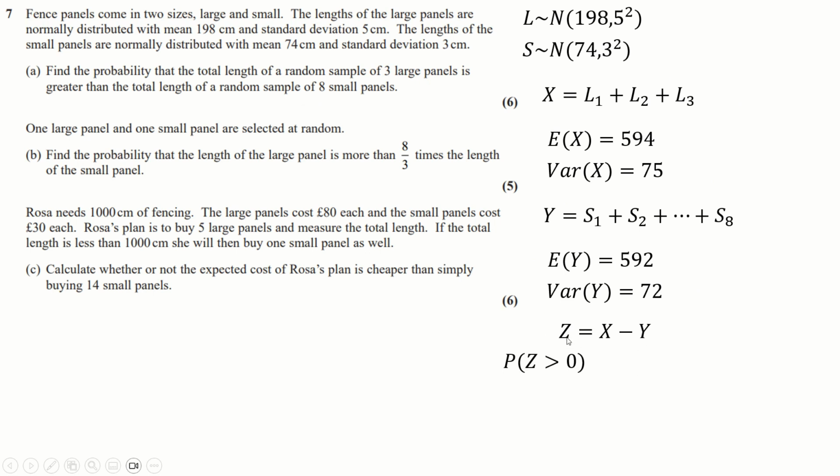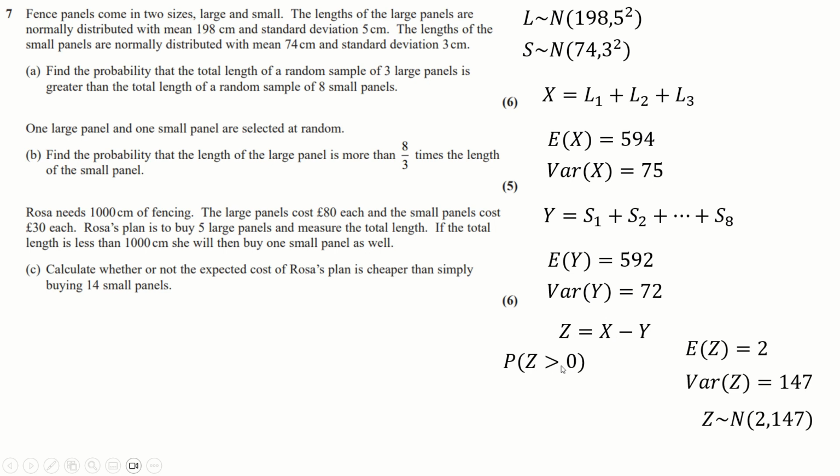But okay, what's the expected value of this distribution here? Well, it's just going to be expected value of x minus expected value of y, so that's going to be 2. And the variance is going to be, just be careful here, always add the variances. So it's going to be this one plus this one. Always add them up. So we get this here. And now we can just say Z is a normal distribution with this as the mean, this as the variance.